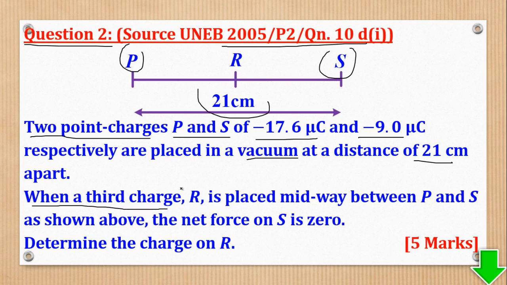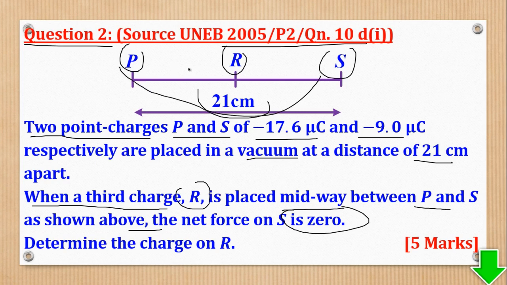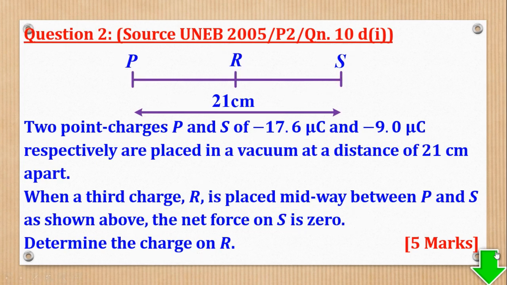When a third charge, R, is placed midway between P and S, as shown above, the net force on S is 0. So when you put another charge here, previously the force on S was due to charge at P. But when you put another charge here, there will be also an additional force. So there will be also a force on S due to charge at R. So they say that in that case, the resultant will be 0. Then they say determine the charge on R. So in this case, we don't know the charge on R, but what we know is that the resultant force is 0. So how do we do such a question?